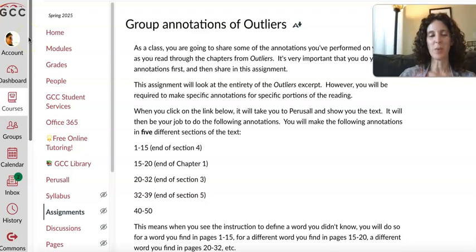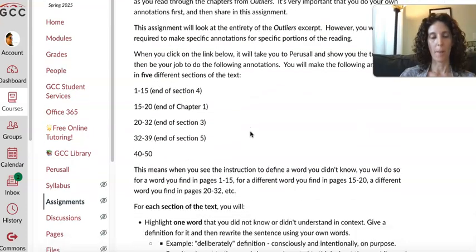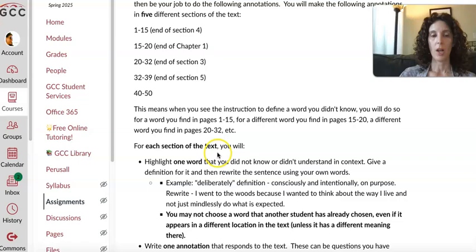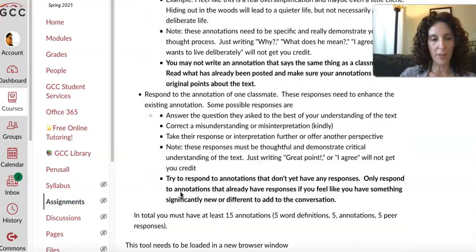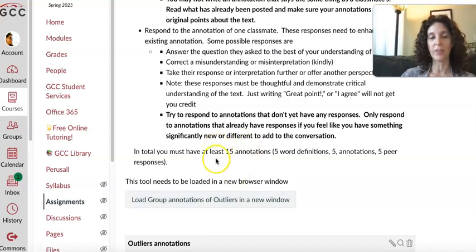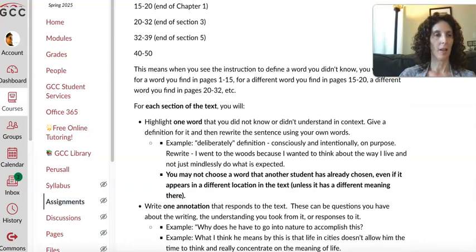Because the reading is so long, I've broken it into 5 sections, okay? So pages 1 through 15, 15 through 20, 20 to 32, 32 to 39, and 40 to 50. For each of those sections, you have to do annotations. So for each section, you're going to do these things, which means that you will have at least 15 annotations when you're done. So just pay attention to that and make sure that you do that correctly.